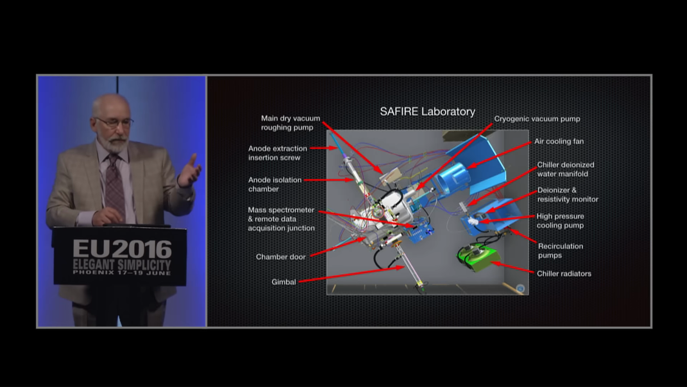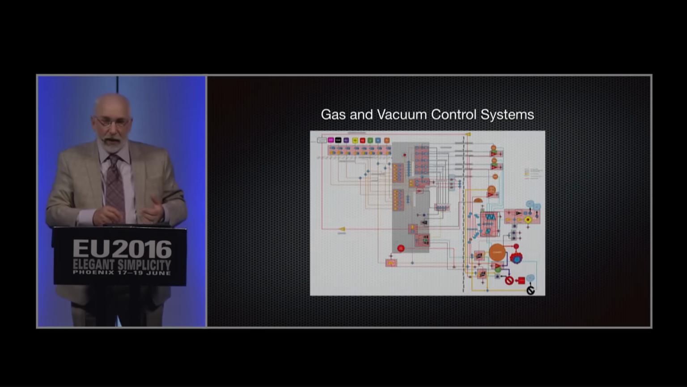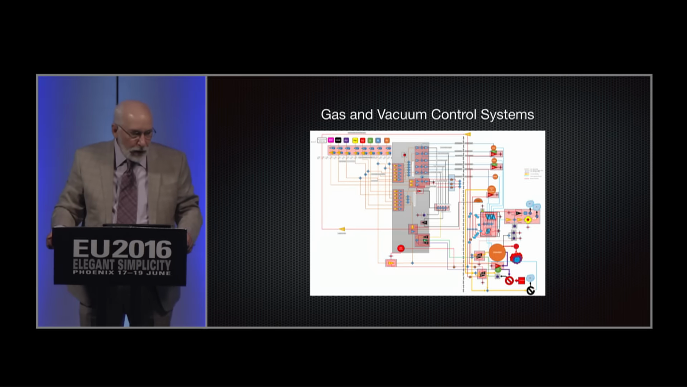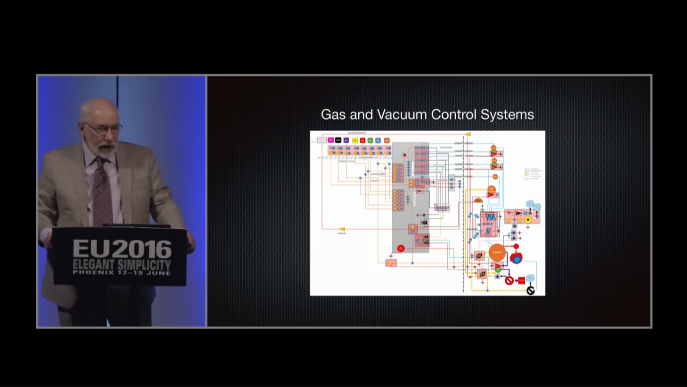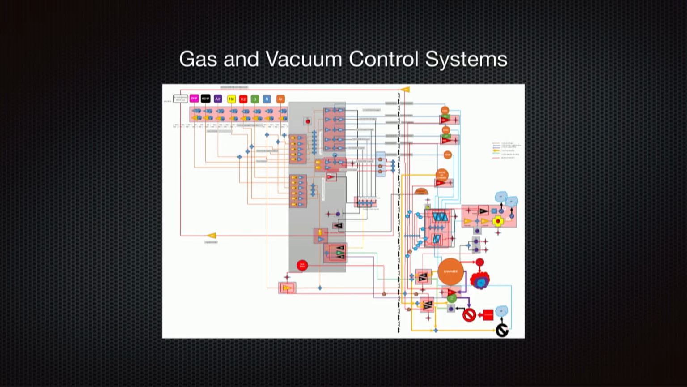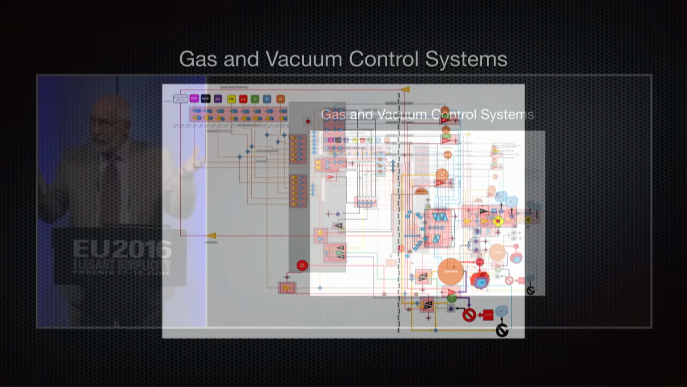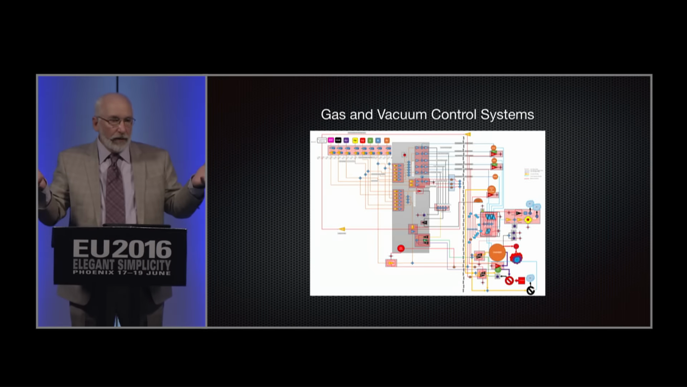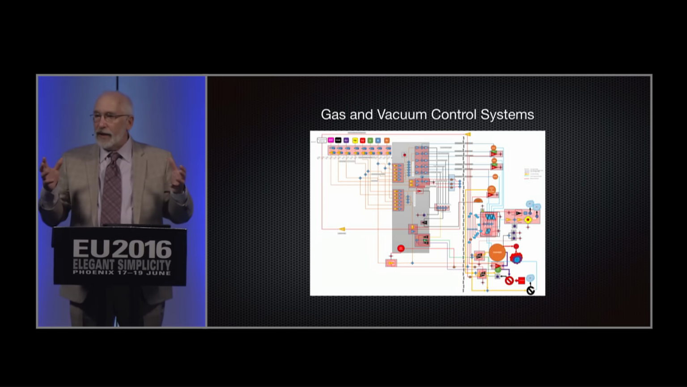Recirculation pumps, air cooling, cryogenic vacuum, and a lot of other systems. What you're looking at here is the main gas and vacuum control systems. The point of the presentation tonight is not just to show you SAFIRE and some of the results, but the effort and the amount of work involved with the whole SAFIRE team to get to what you're going to see tonight. And what you're looking at here is really the main gas and vacuum schematic.